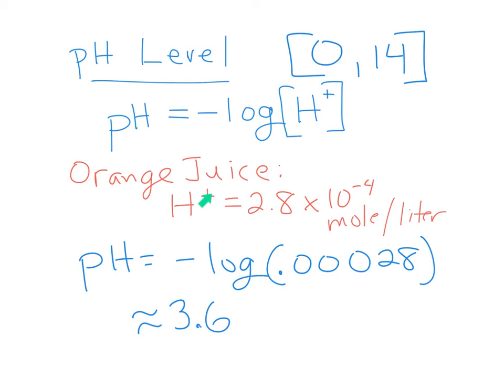Let's take orange juice. Orange juice has an H+ of 2.8 times 10 to the negative 4th moles per liter. Well, we put that number in for the H+ right here. I changed it to a decimal, and I took the negative log of that number, and it so happens that orange juice has a pH of 3.6.